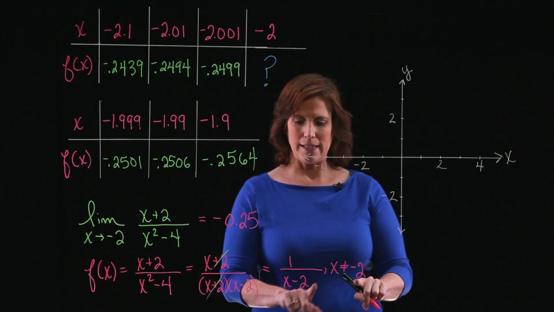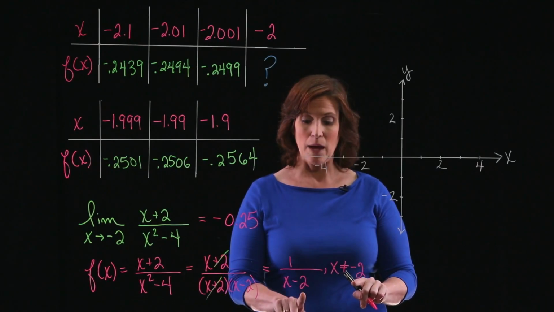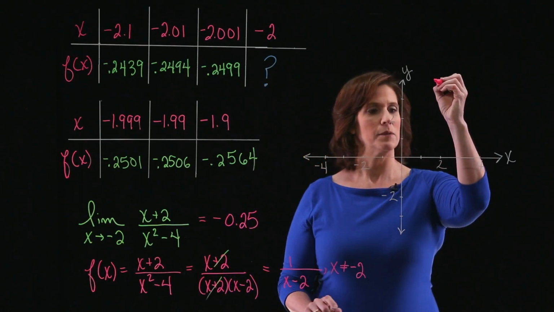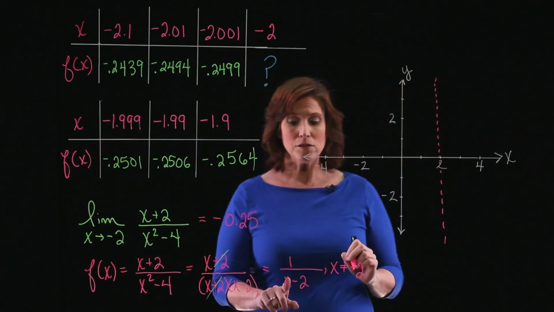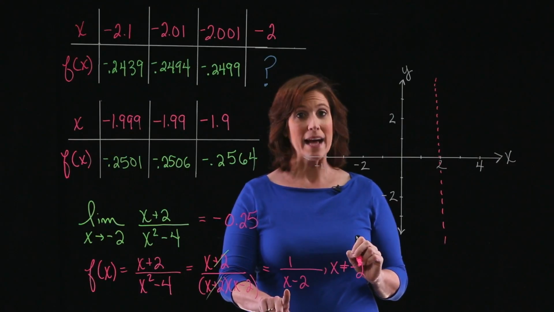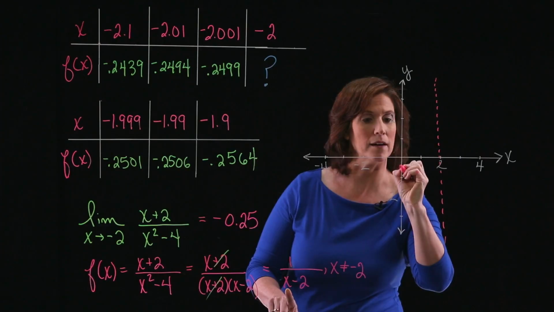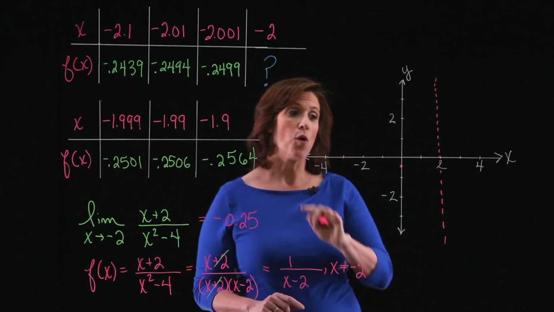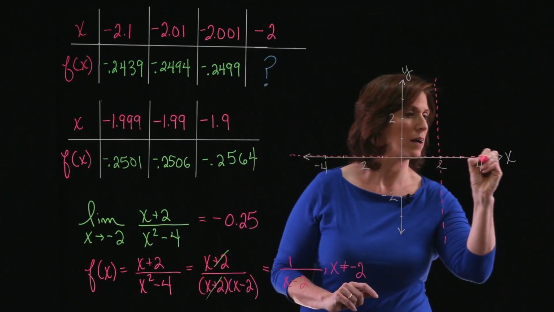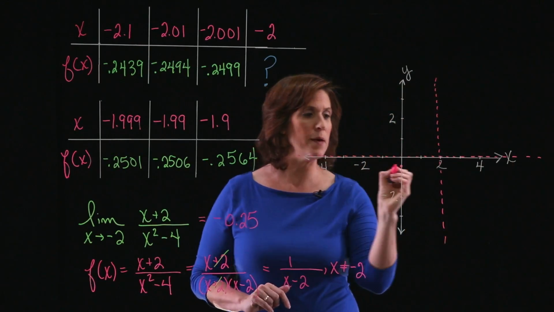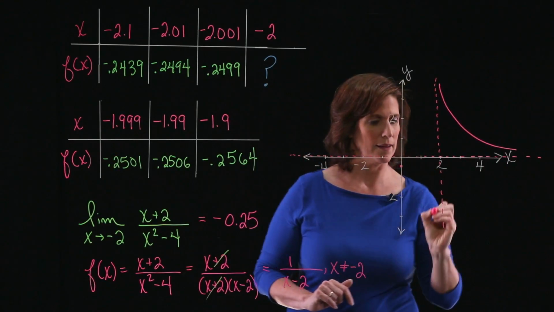Let's take a look at what this is graphically. 1 over x minus 2 is a rational function. It will have a vertical asymptote at 2. Let me draw in a vertical asymptote at 2. I also know that it's going to have a y-intercept when x is 0, so that means it will have a y-intercept at -1/2, right about here. And it also has a horizontal asymptote at 0. So when I draw in my picture, it's going to look something like this.